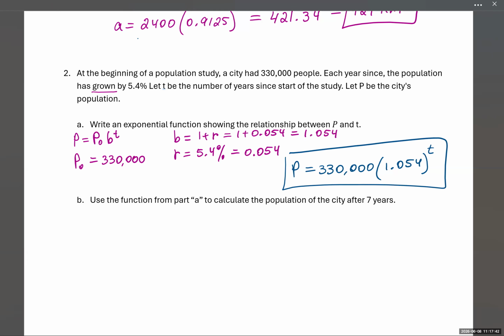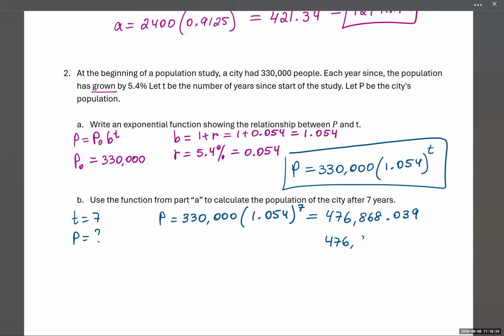Part B, use that function that you just created to figure out the population after 7 years. So T is 7, and we just need to find the value of P. So P equals 330,000 times 1.054 to the 7th power. And that is 476,868.039, and we round the populations to the nearest whole person. We don't want fractions of people laying around.